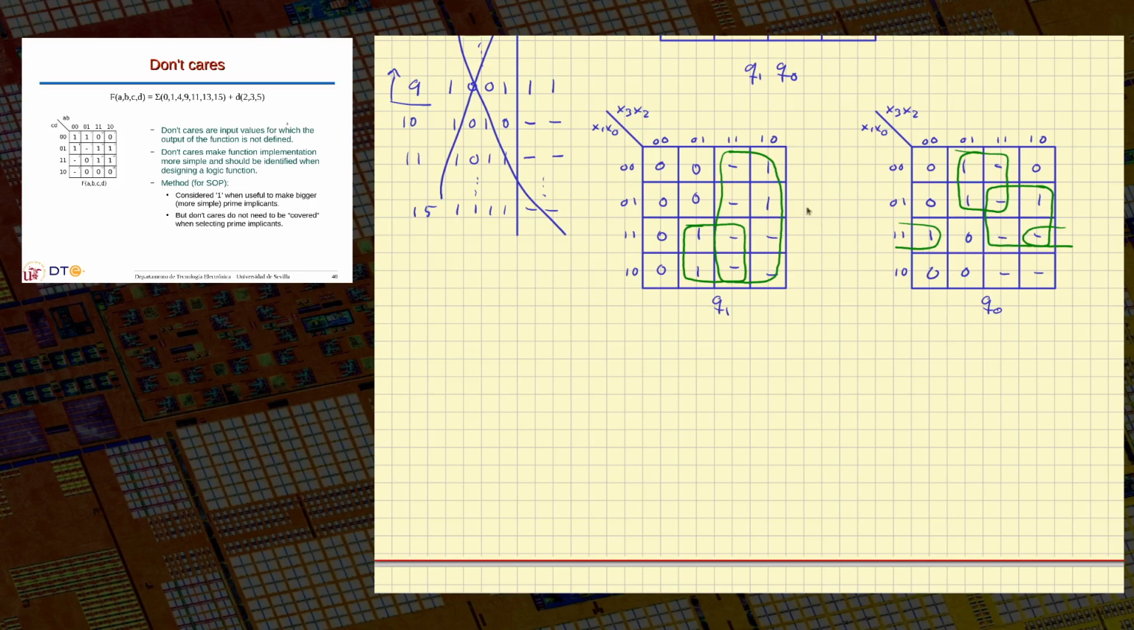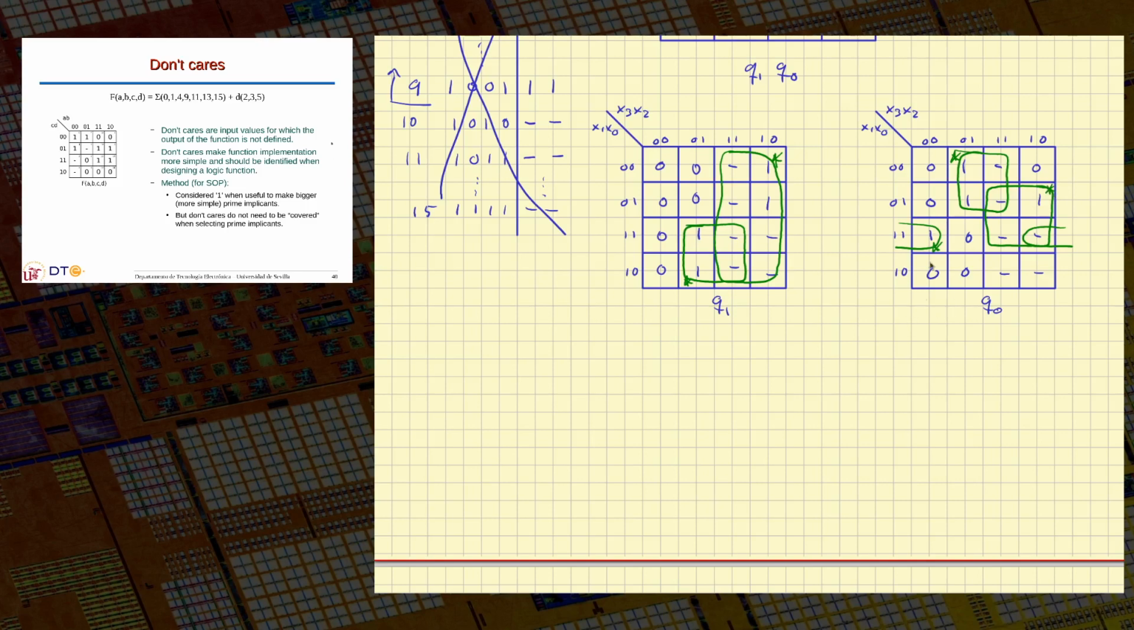Now here, this prime implicant is essential because of this term. Because I have this one here. It is not essential to cover this, because even if I consider it to be one to make it simpler, I don't really need it to be one. So a don't care never makes a prime implicant essential. This is essential, but for this reason. The same thing happens here. And here, this is essential. This is essential to cover this one. And this is essential to cover this one.